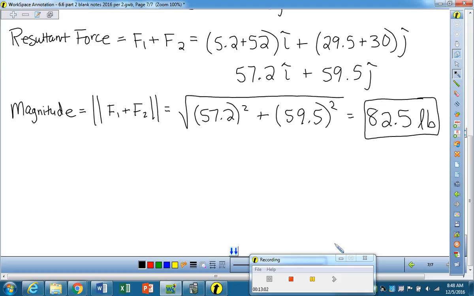This one is a little bit harder. We're going to make another sketch showing what's really going on when we add these two forces together. Let's draw force 1 again, which would look something like this. We're going to label that F1.